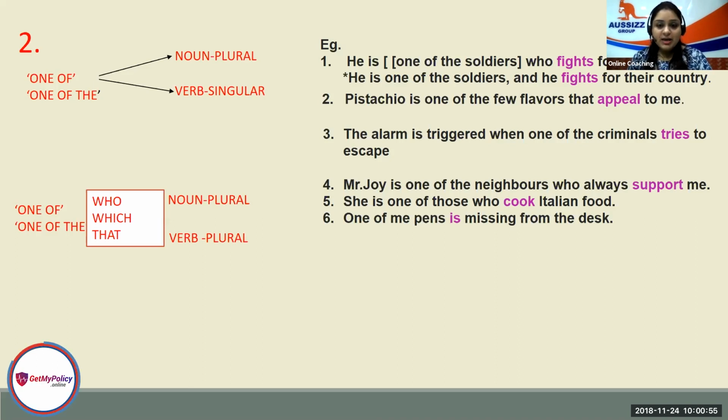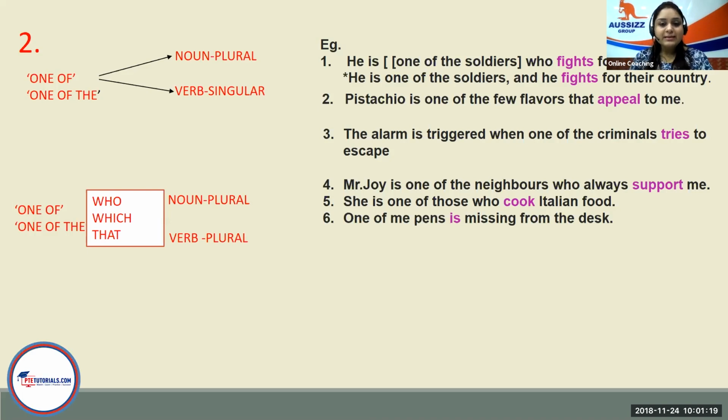Okay, next. She is one of those who cook Italian food. Now, she is one of those. Again, she, one of those. Okay, one of those. See, those. It's a plural form. Those who cook. I'm not talking about Mr. Joy and she here. I'm talking about all of the members. For that, I have to use a plural verb, cook Italian food.